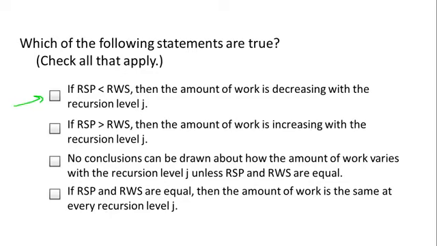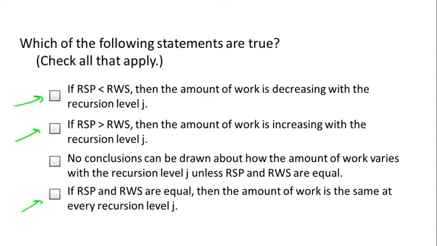The second one is true for exactly the same reason. If subproblems are proliferating so rapidly that it outpaces the savings that we get per subproblem, then we're going to see an increasing amount of work as we go down the recursion tree. It will increase with the level j. Given that these two are true, the third one is false. We can draw conclusions depending on whether the rate of subproblem proliferation is strictly bigger or strictly less than the rate of work shrinkage. And finally, the fourth statement is also true.